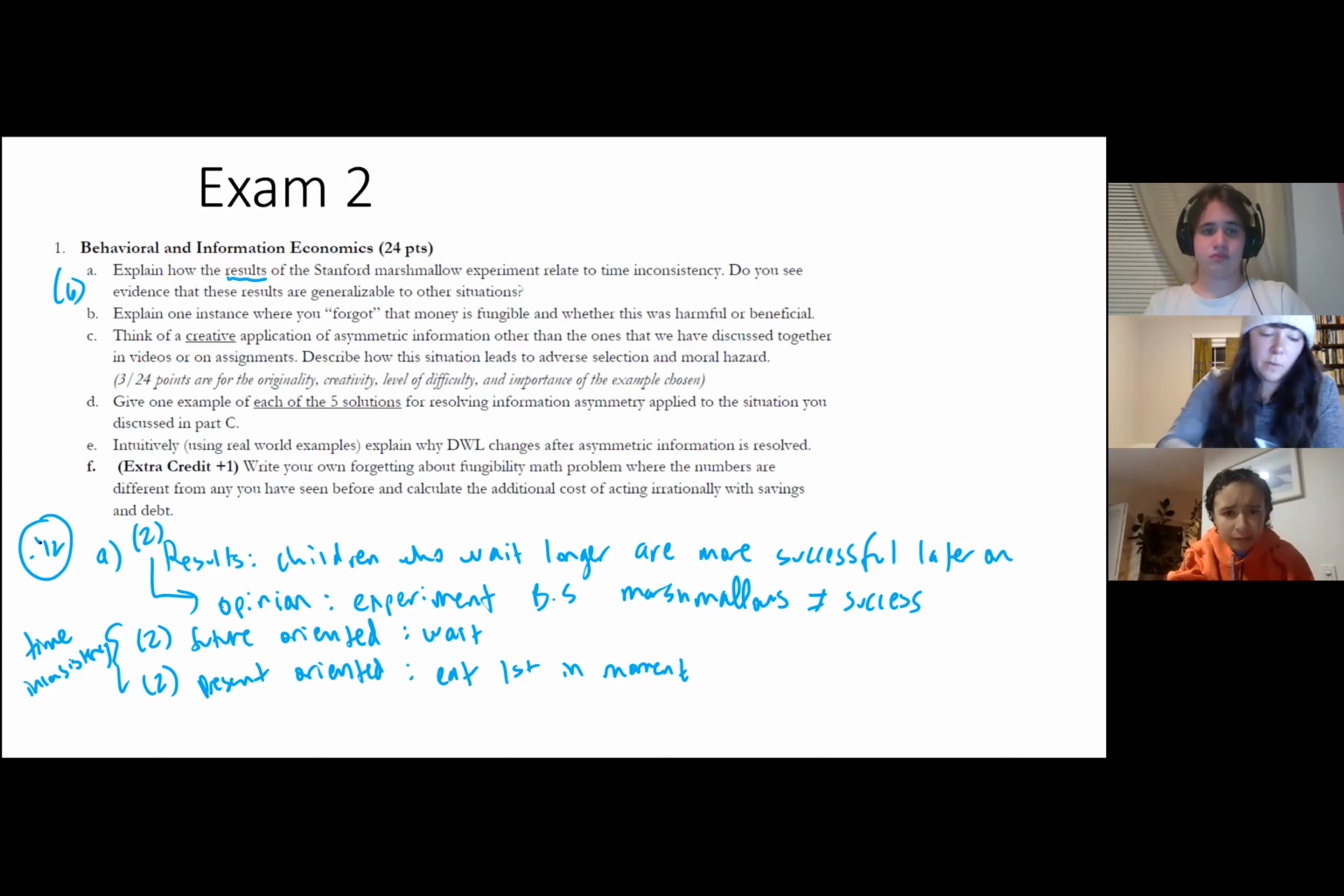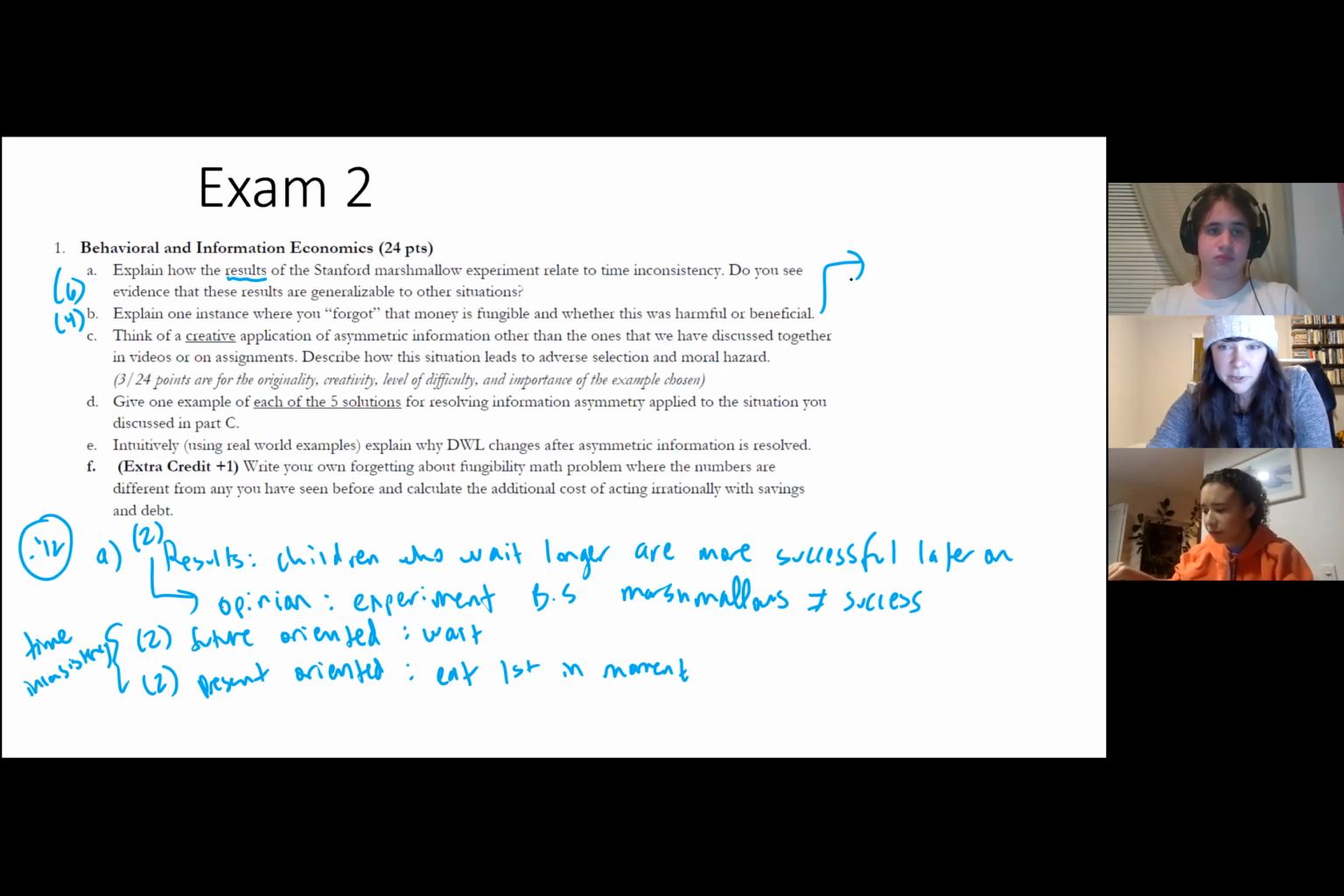So the next one, B, was 4 points. One instance where you forgot that money is fungible. People have lots of great examples for this one. A lot of them were like forgetting that money that's in your Venmo balance is actual money. So then you don't spend it. And that's actually helpful because you spend less money. A lot of them were like, you have coins in a jar and you forget that they're actually money. So you spend less money again. Some people talked about spending more when you have small bills than you would if you had giant bills.